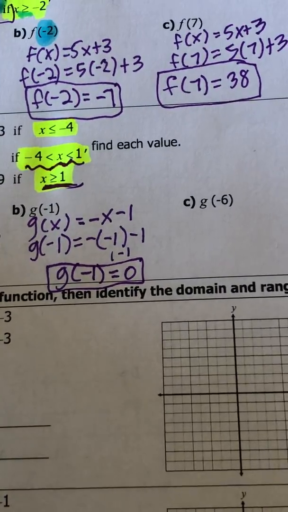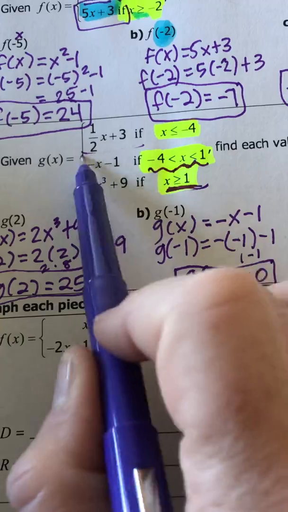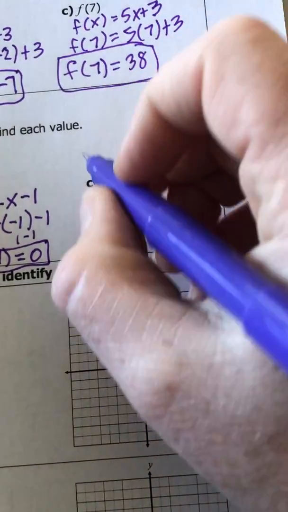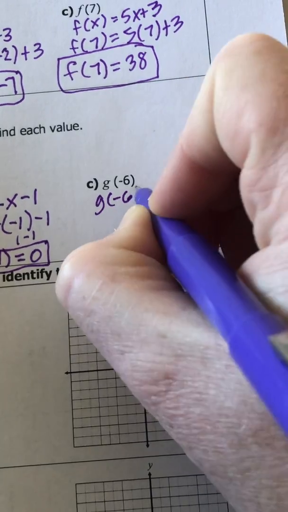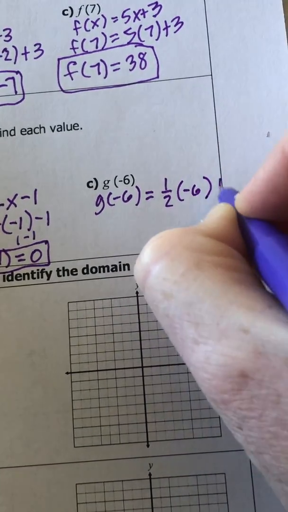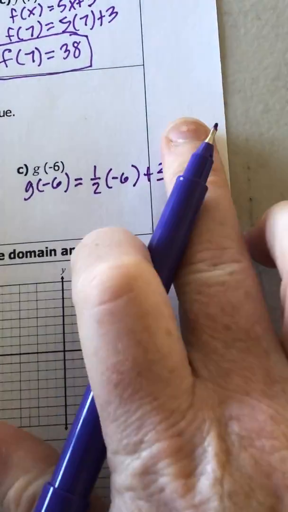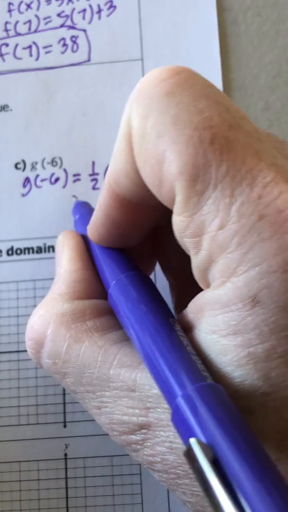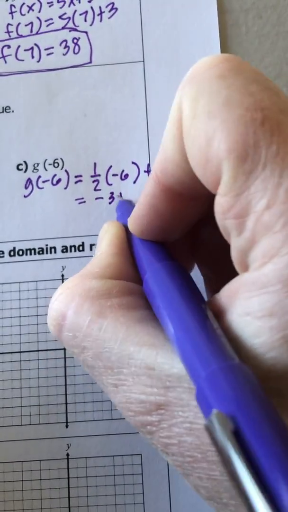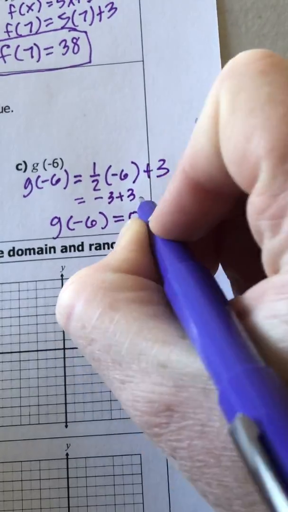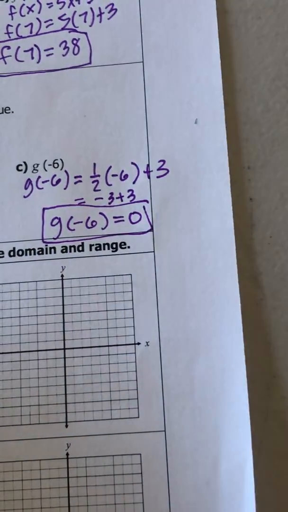Okay, and finally g of negative 6 is going to be our 1/2 x plus 3, because that's less than or equal to negative 4. And sorry, I didn't rewrite the function, I just went ahead and plugged it in, but you should be able to follow that. So that would be negative 3 plus 3. G of negative 6 is also 0. Okay?